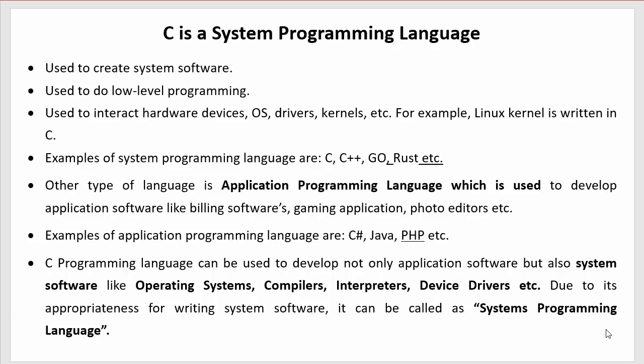So now let us start our today's topic, which is C is termed as system programming language. As you can see, I have written down a few points here. With the help of these points, we will try to understand this concept. The first point is that it is used to create system software. That means C programming is used to create system software. So what is system software?